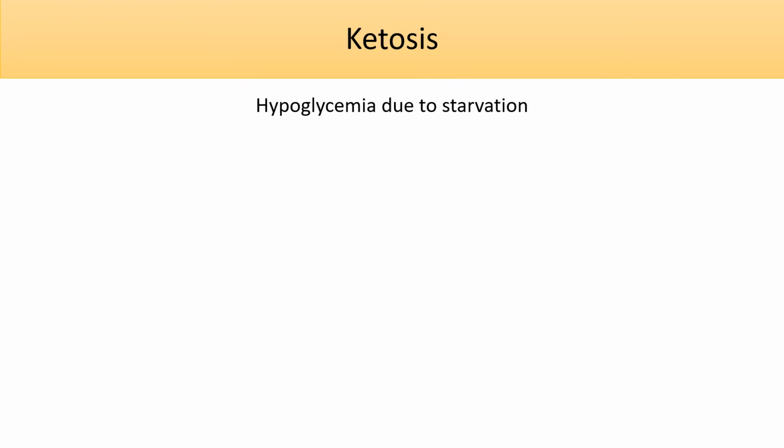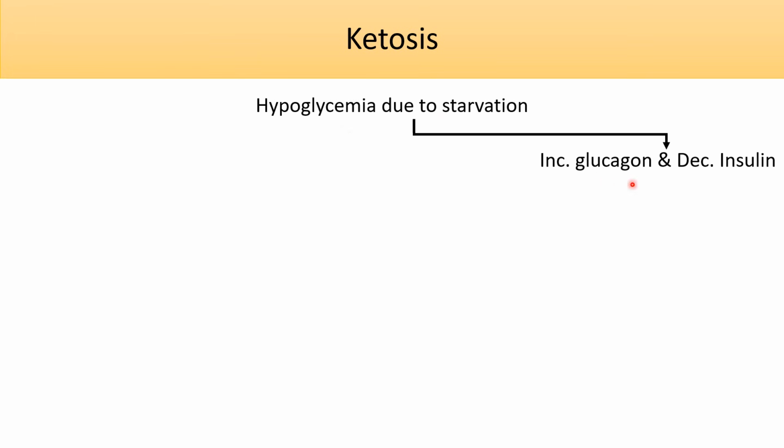In starvation ketoacidosis, there will be hypoglycemia due to starvation. So when there is hypoglycemia, there will be increased production of hyperglycemic hormone and reduced production of hypoglycemic hormone. That is increased production of glucagon and reduced production of insulin. This will result in increased lipolysis. So when there is increased lipolysis, there will be increased release of free fatty acid. This released free fatty acid will be transported to liver.